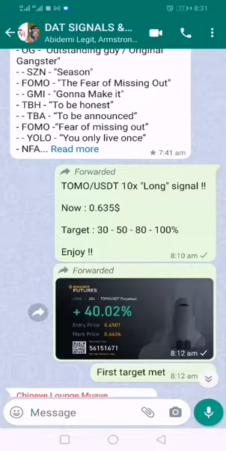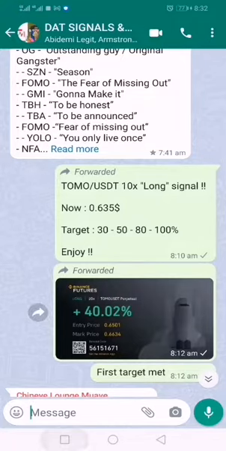Let me calculate 30%. 30 divided by 100 times 0.635 is 0.1905. So you now add it to that 0.635. You will now get 0.8255. So that means I want to target it going to pump to 0.82. That's 82 cents from 63 cents. So that is the target we want to meet now.